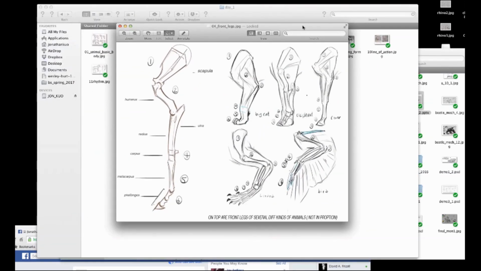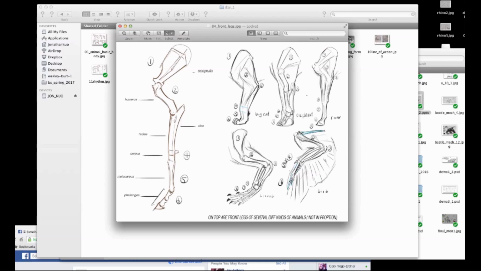Here's a quick example, just showing that even when you come to the more exotic animals like the birds and the reptiles, you still have the same equal parts. You've got scapula, humerus, radius, ulna, carpus, metacarpus, phalanges. So you have all the same areas even when it comes to birds or reptiles.